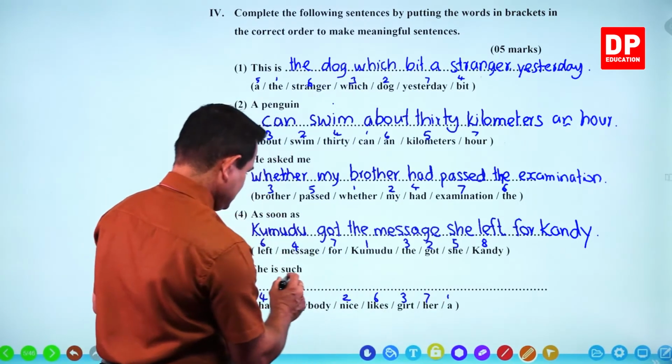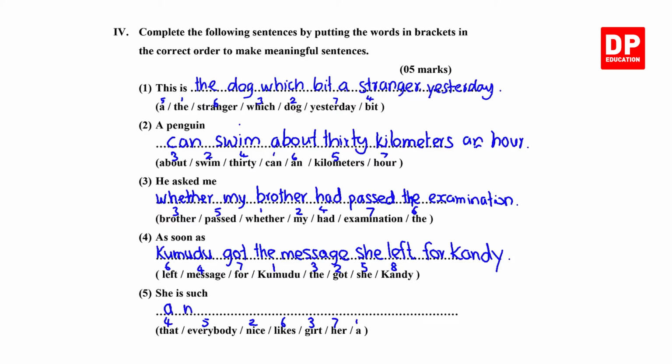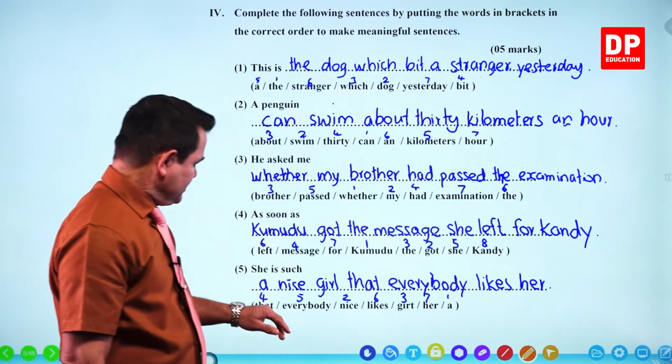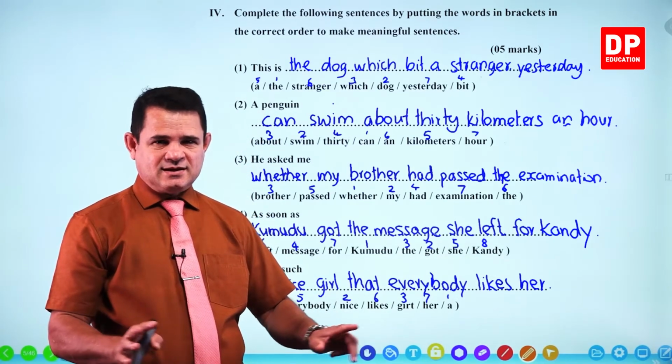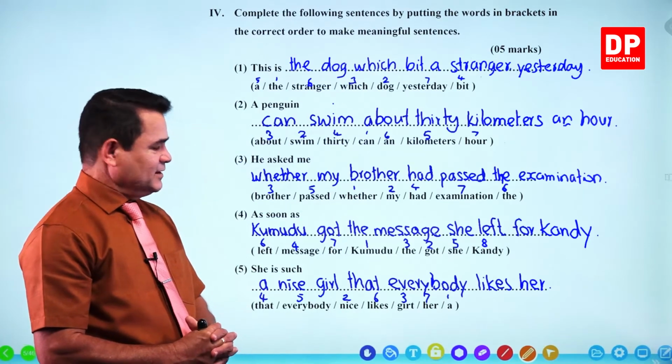She is such a nice girl that everybody, 5, 6, likes, 7, her. She is such a nice girl that everybody likes her. Now you see.